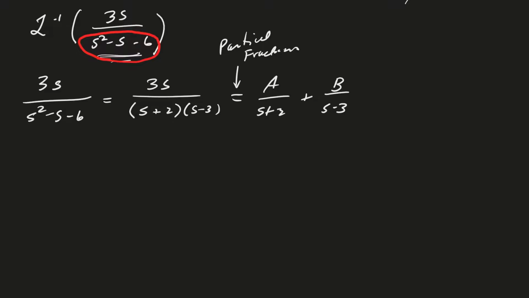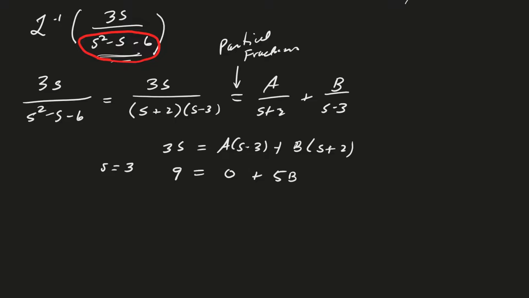Okay, so continuing with my partial fractions, multiply both sides by the denominator. A times s minus 3 plus b times s plus 2. So this equation has to be true for all s. Therefore, I can choose nice s's. For example, s equals 3 will give me 9 on this side, 0 plus 5b. So then b is 9/5.